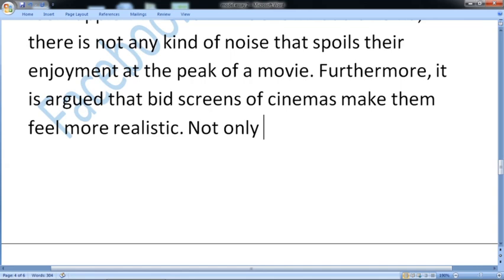Not only. When we use "not only," we need to use inversion. This is very important. Inversion. Not only they see, not only they see.